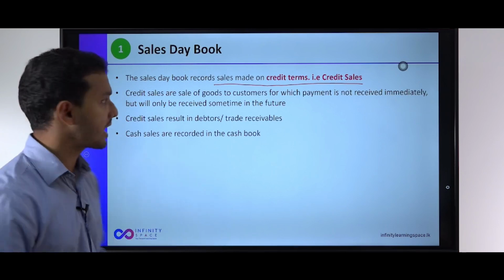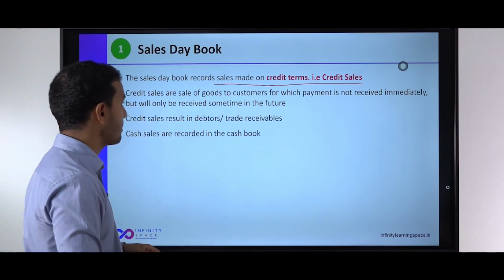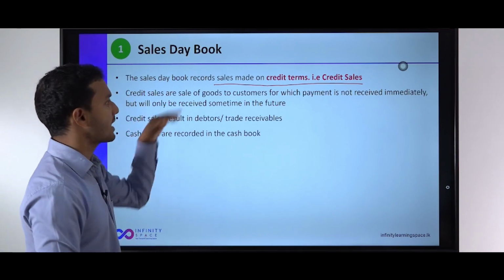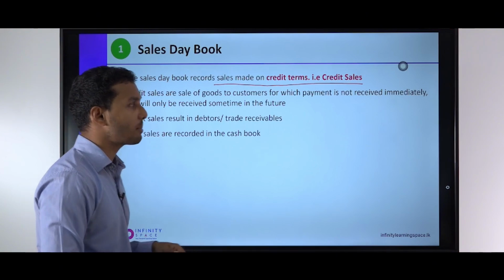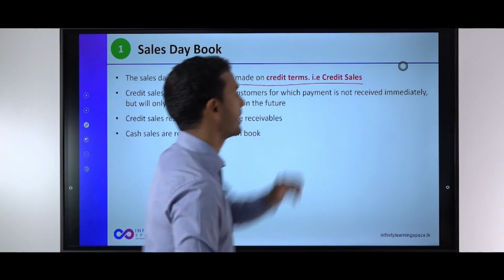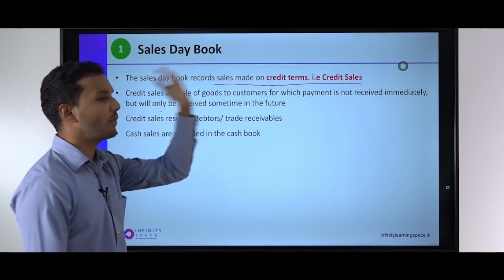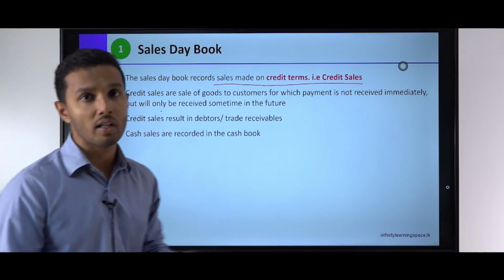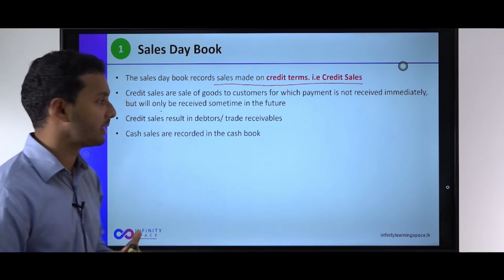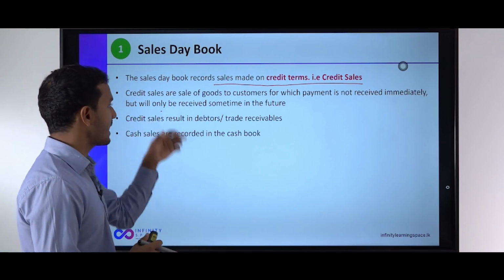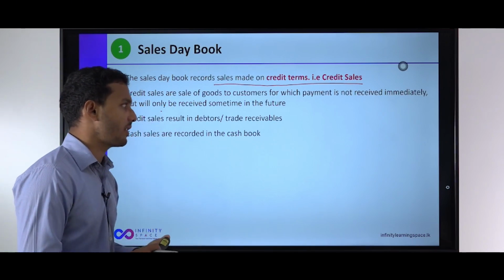So such transactions are recorded in the sales day book. Credit sales are sale of goods to a customer for which payment is not received immediately, meaning now itself, but will only be received sometime in the future. But in the future, the business will receive the payment from the customer. Credit sales result in debtors, trade receivables, right?